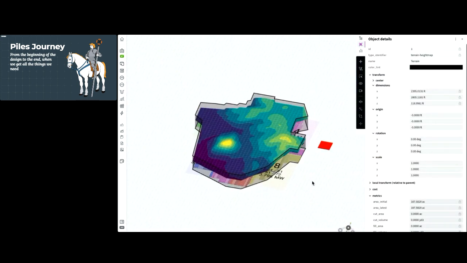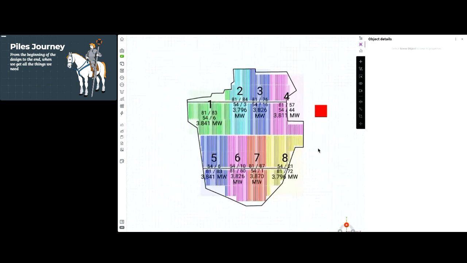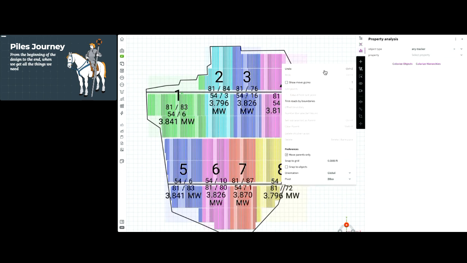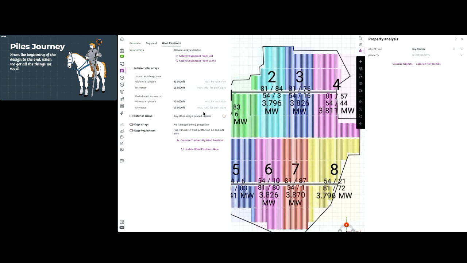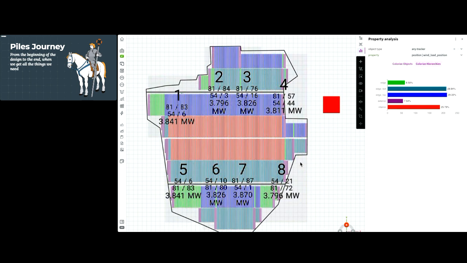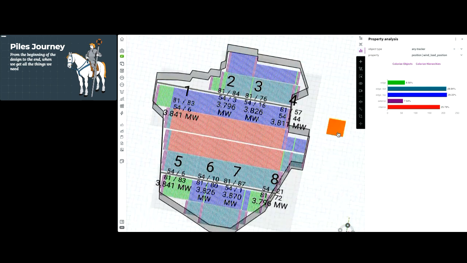Then we have a terrain, and even before placing trackers on the terrain, by having those wind load positions, we can actually run a quick analysis, which is basically wind load positions. So we can update wind load positions and we can control exposure parameters: lateral wind exposure, medial wind exposure, etc. And then we can quickly check what kind of trackers we have in the project. So we can see here interior, exterior, edge, etc. Right? So we have this information, which goes further and affects the piles, right?